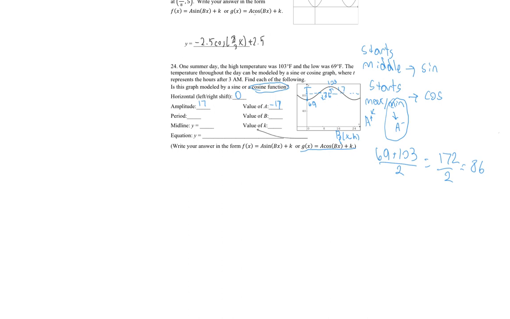What is our period? Our period is how long it takes to repeat. We can see that we have a minimum at 0. We also have a minimum at 24, which makes sense over the course of a day. So our period is 24 hours. What is our B value? B is 2 pi divided by our period. So 2 pi divided by 24, we can reduce that by 2, and it's just pi over 12.